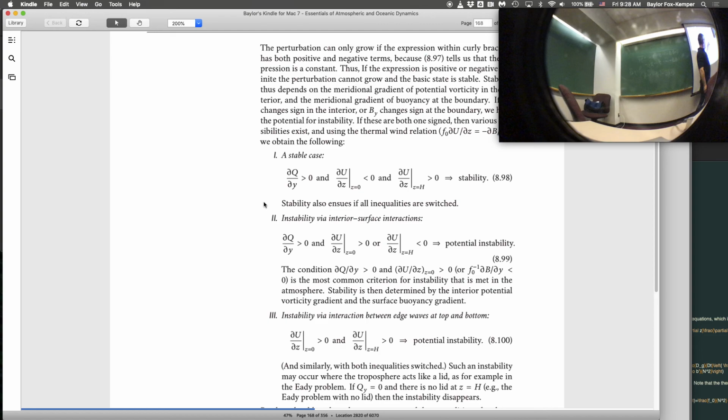So there is a limit, with very, very many layers, where this one and this one kind of merge into each other. In the continuous case, they are cleanly separated. There's a boundary condition on U, and then there's separately PV in the interior, because we have the buoyancy equation and we have the PV equation.